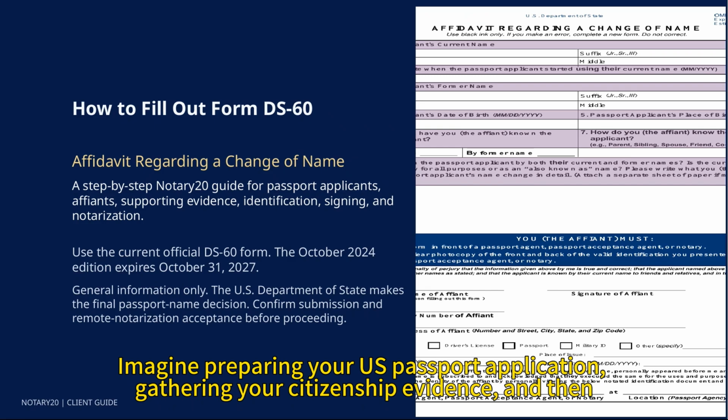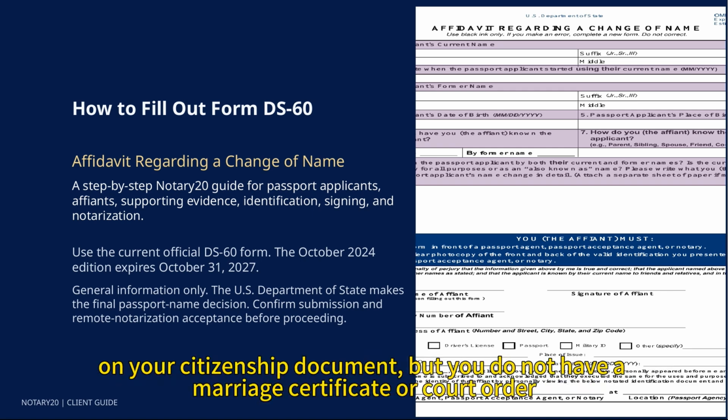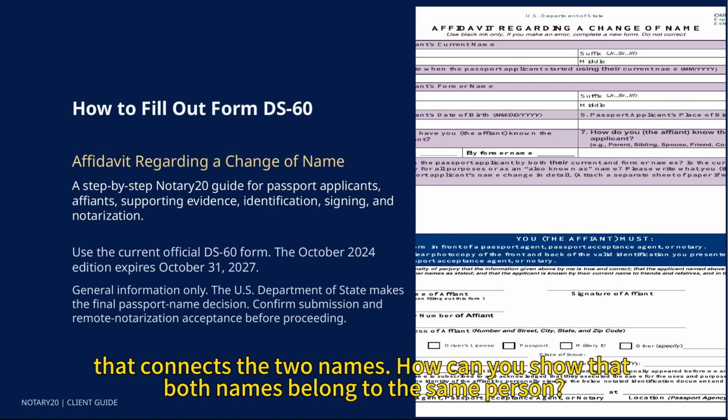Imagine preparing your U.S. passport application, gathering your citizenship evidence, and then discovering one problem that could delay everything. The name you use today is different from the name on your citizenship document, but you do not have a marriage certificate or court order that connects the two names. How can you show that both names belong to the same person?